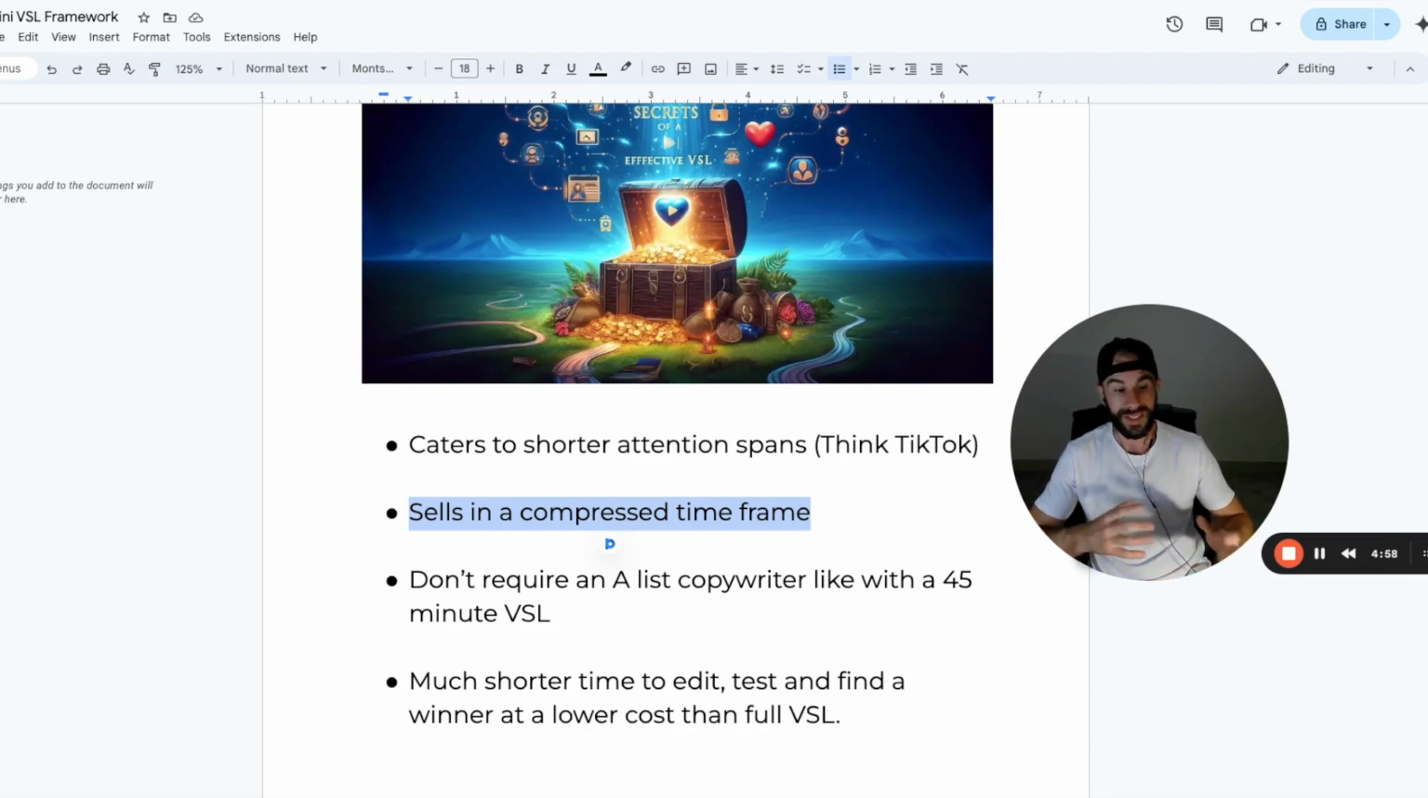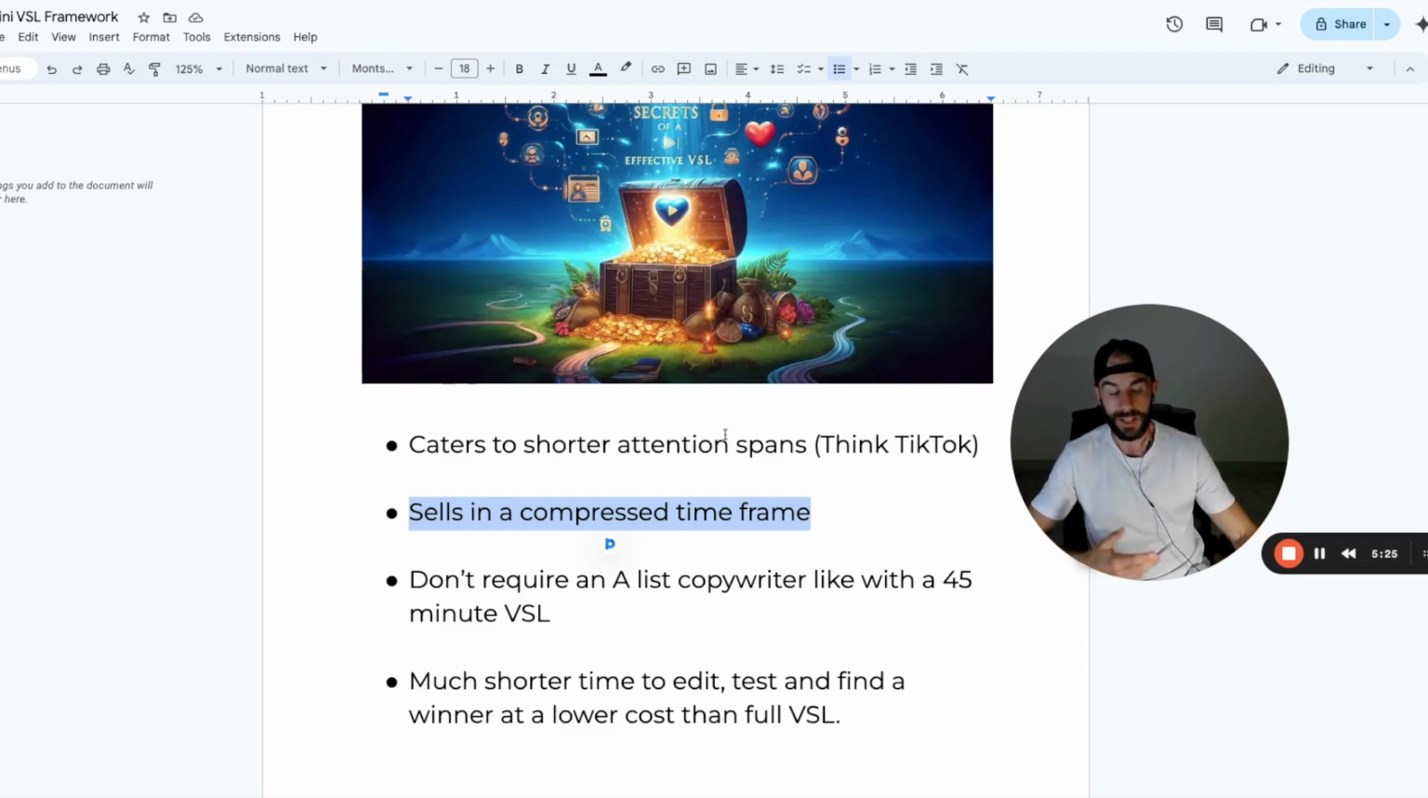But one of the things it does very effectively, by compressing and selling in that time frame, is make it easier to avoid the trip-ups you typically have with a long-form VSL. If you have a 45-minute script to write, there are a lot more opportunities to lose somebody, and a lot more opportunities for mistakes, than with a 30-second to minute 15 video.